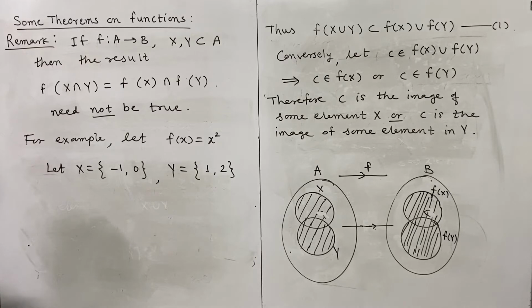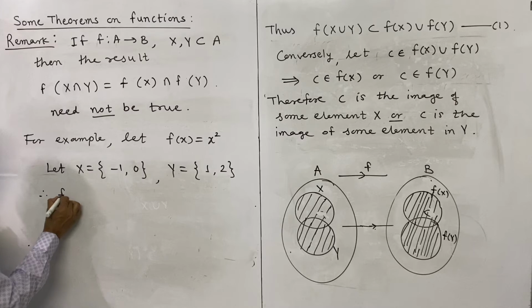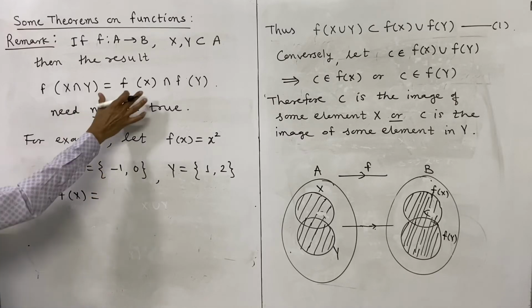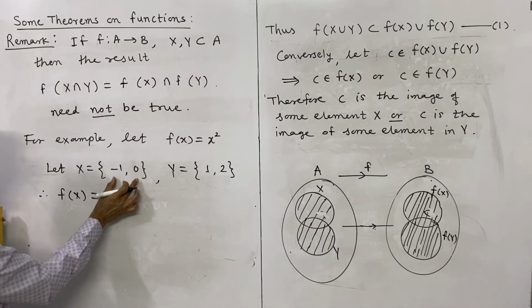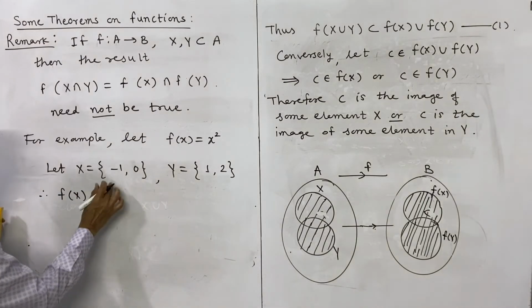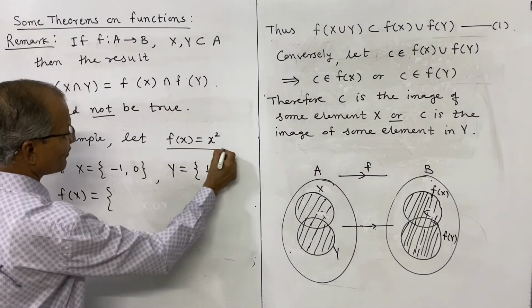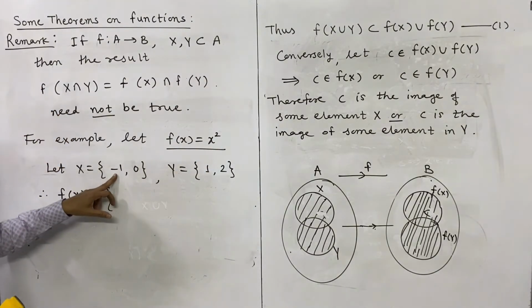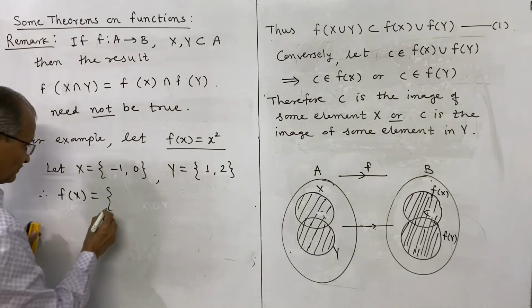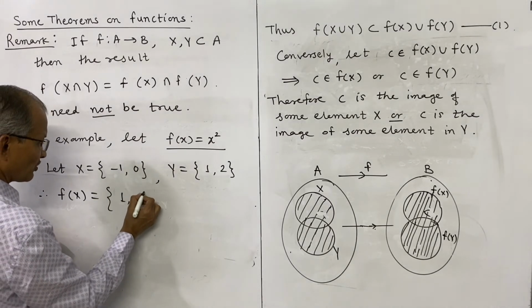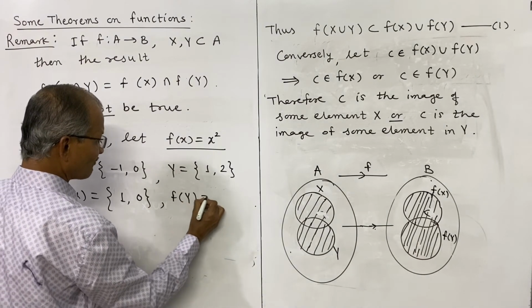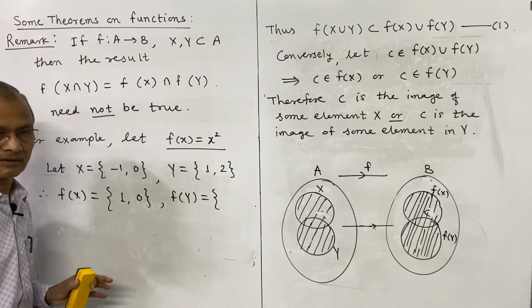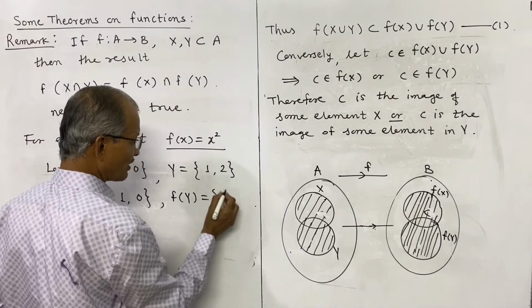Now we will see what is f of x. Therefore, the image f of x, we are observing whether this result holds or not. F of x means the image of this, and that means (-1) square. The function is f of x is x square. So the image of -1 is (-1) square, that is 1, and the image of 0 is the same, 0, and f of y will be the square of 1, that is again 1, and the square of 2, that is 4.